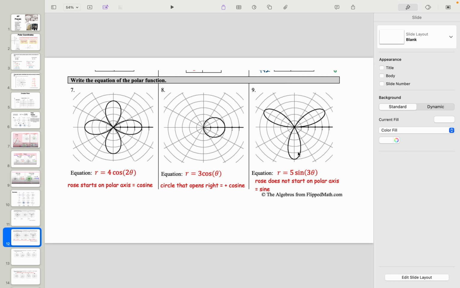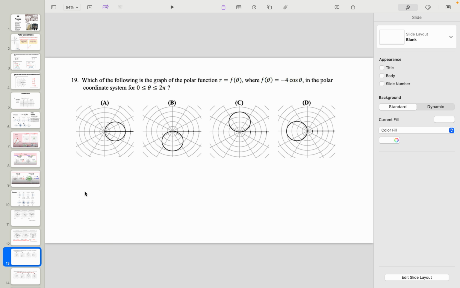All right, now we have not opening on the polar axis. It goes out 1, 2, 3, 4, 5. So I have a 5. I see 3 petals, so I have a 3. All right, well, let's see here.